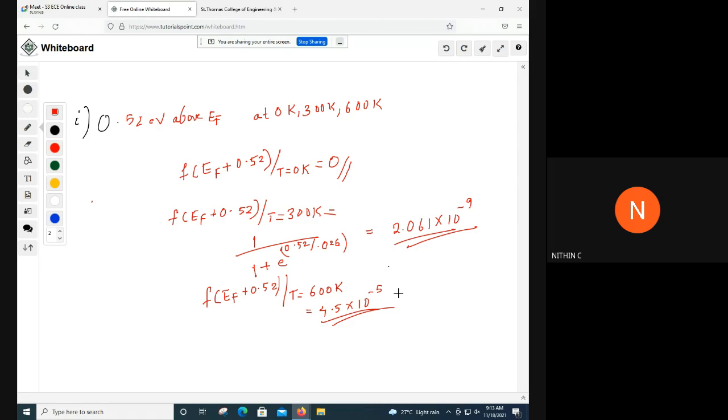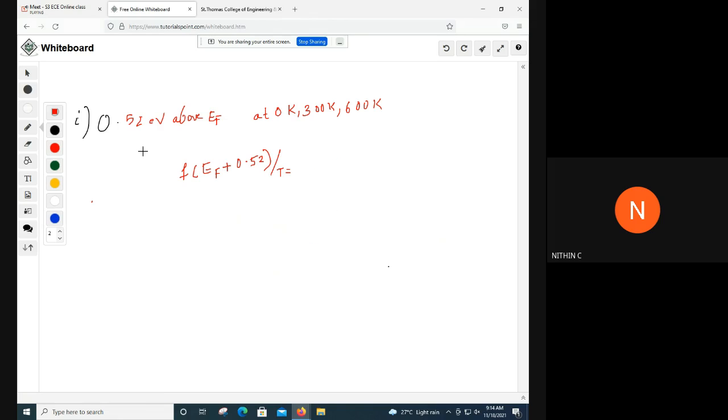Okay, fine. So you are actually now capable of doing this type of question. If it is asked to find the probability of occupancy at an energy level, whatever be the value of this electron volt, whether it is 0.52 or 0.26 or 0.35, you will be able to find that. But if you are asked for finding the probability of vacancy at a particular energy level, what will be the step that you do? I have already mentioned this step.